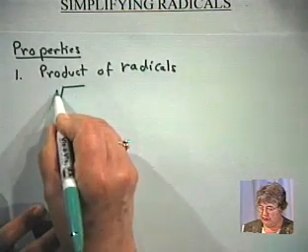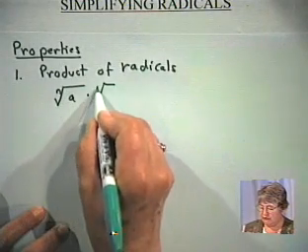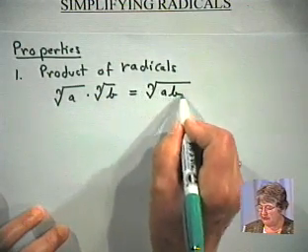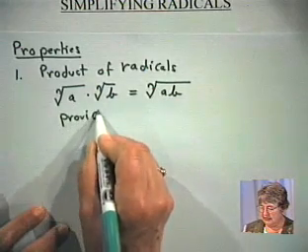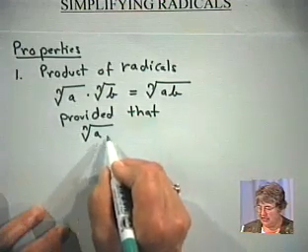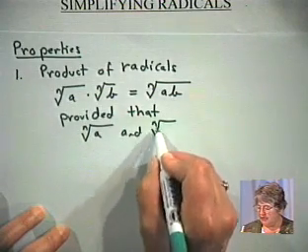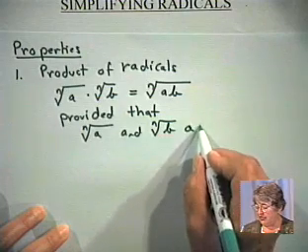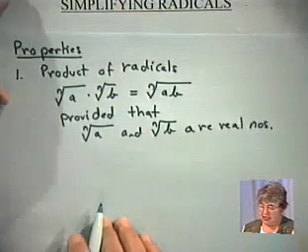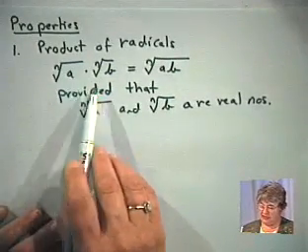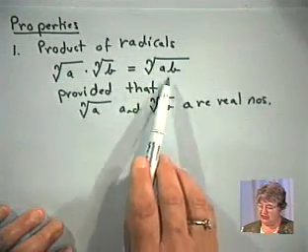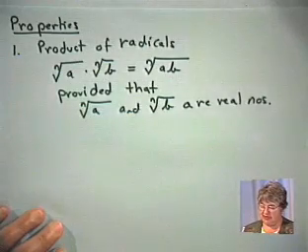Suppose we have the nth root of a times the nth root of b. We can say that this is the nth root of the product a times b, provided that each of the radicals is defined. That the nth root of a and the nth root of b. By defined, I mean provided that they are real numbers. Okay? So this is nice. If we have a product of the radicals, we can say it's the radical of the product. Or if we have the product, then we can separate that into two radicals of the same index, of the same order.